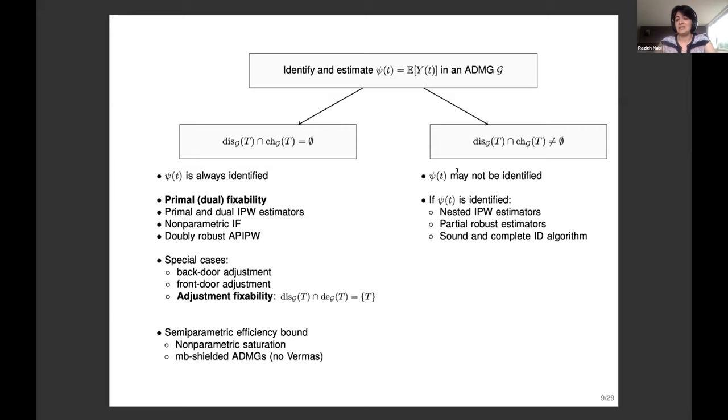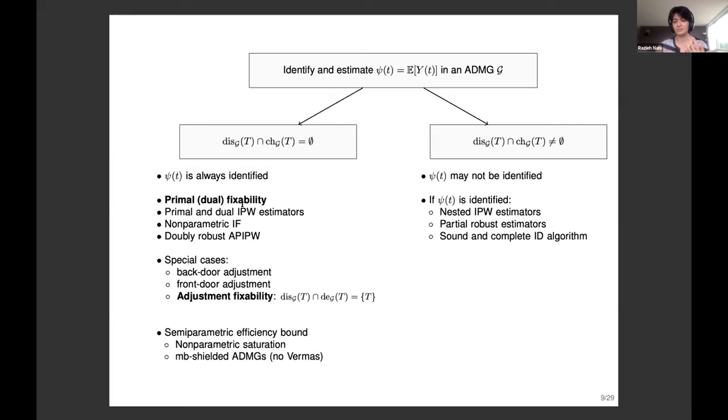When it is identified, we also propose some estimators that we call the nested IPW estimator, and propose some estimation strategies that are sometimes partially robust to model misspecification. And we rewrite the original ID algorithm, the sound and complete ID algorithm, so that it outputs the nested functional as the identified functional when the effect is identified, so that we can have different ways of looking at the identified effect, which will be useful from an estimation point of view.